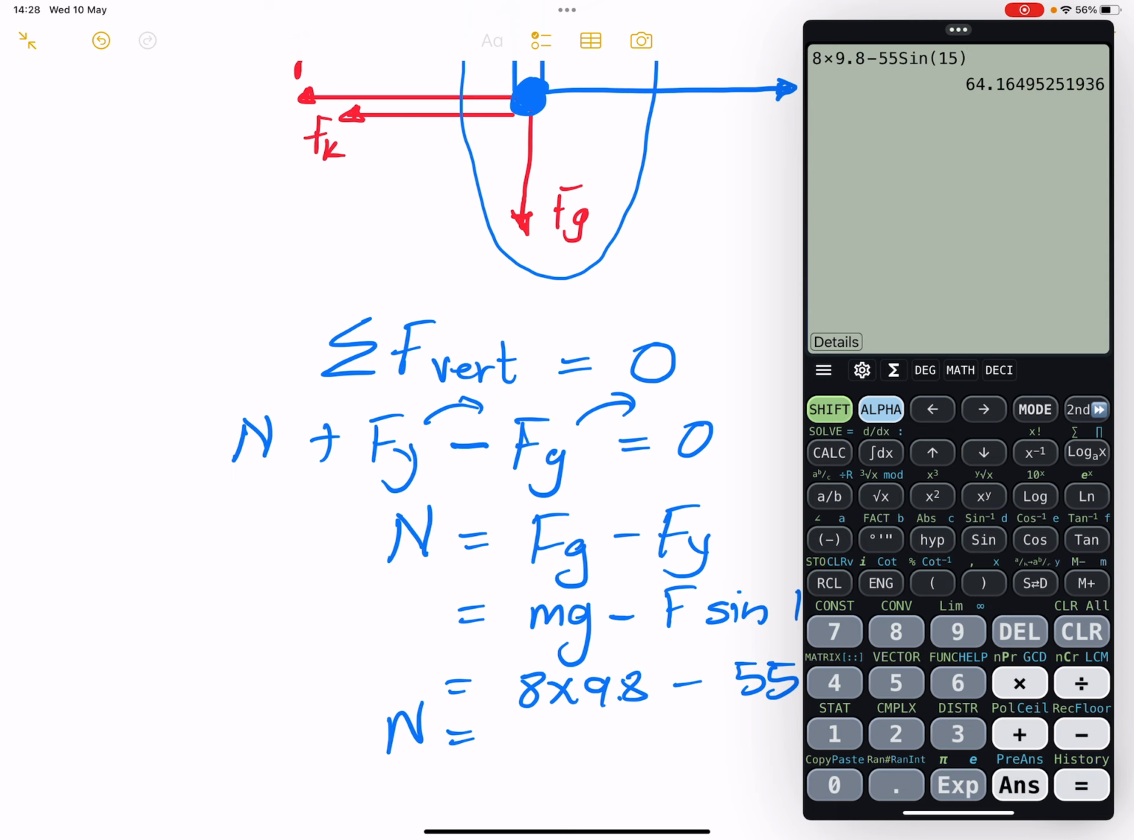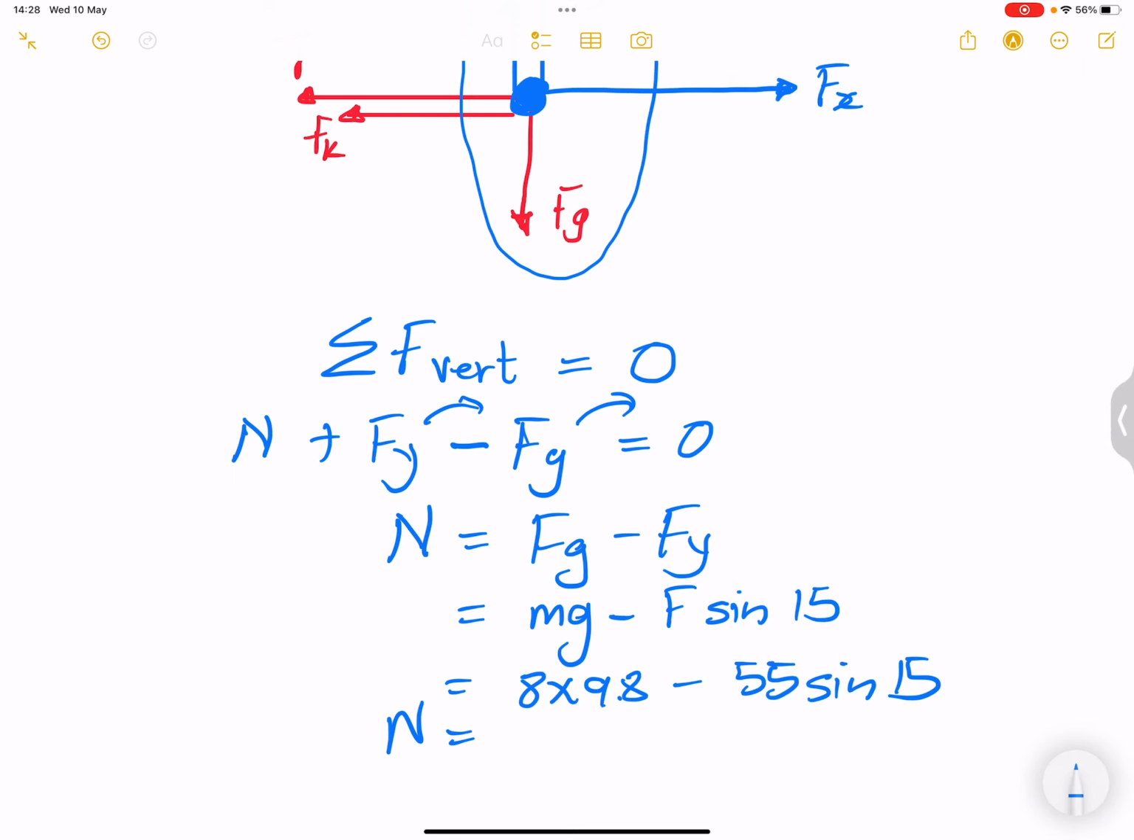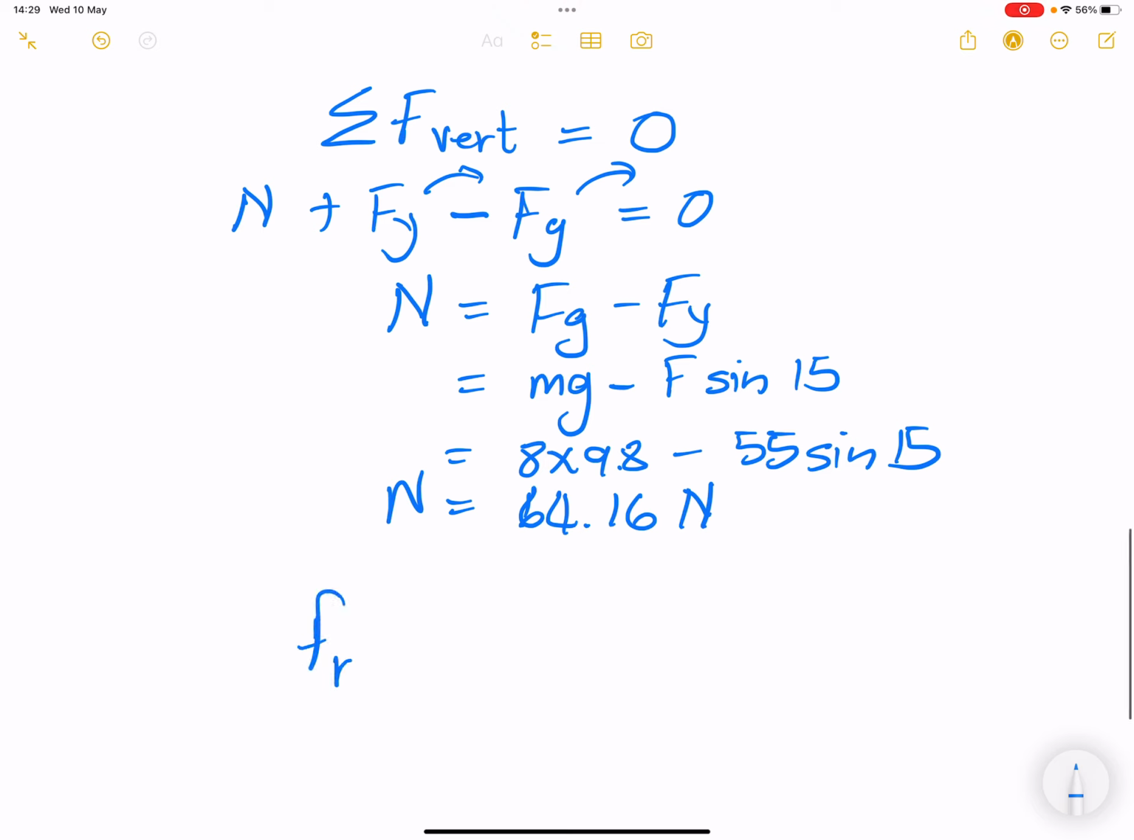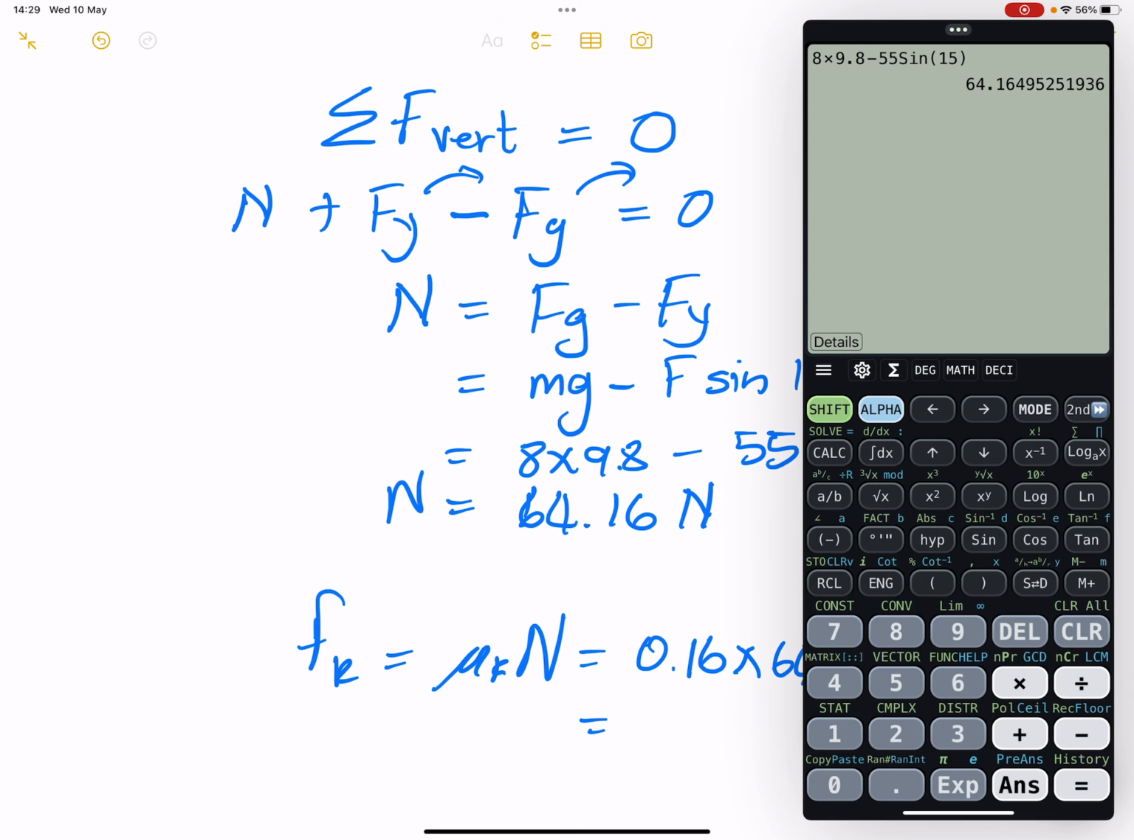And we get 64.16. So that's 64.16 newtons. So that means that to calculate the frictional force, that will be the coefficient multiplied by the normal force, and in this case that is 0.16, what was given, multiplied by 64.16, and I'm going to take that entire amount and multiply by 0.16.